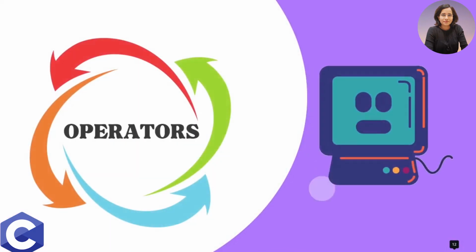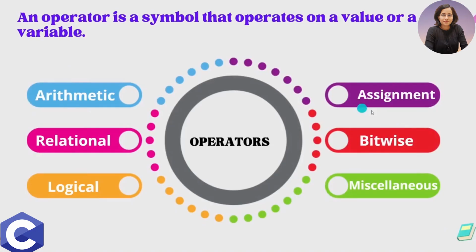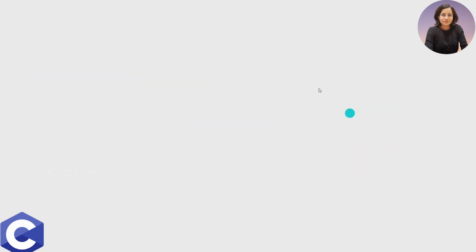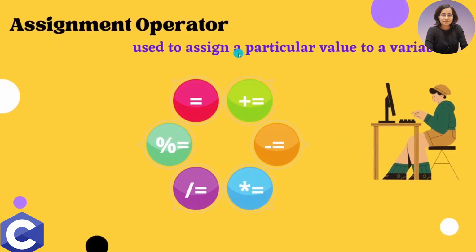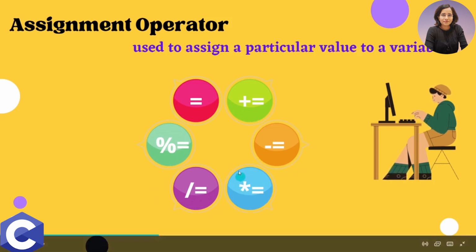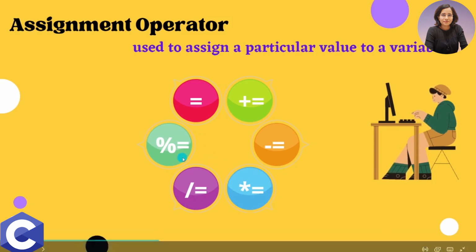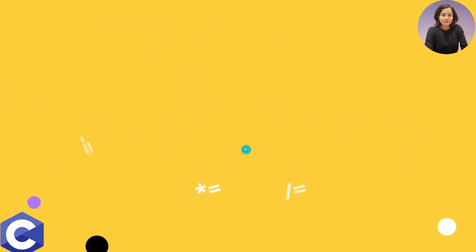Let's continue our topic of operators. In this video, we are going to discuss assignment, bitwise and some miscellaneous operators. So first, let's see which are the assignment operators. There are a total of 6 assignment operators we are going to study today. First is the assignment operator, which is used to assign the value from the right-hand side to the left-hand side. Then we have the addition assignment operator, subtraction assignment operator, multiplication assignment operator, division assignment operator, and we have the modulus assignment operator. So let's see how it works with examples.